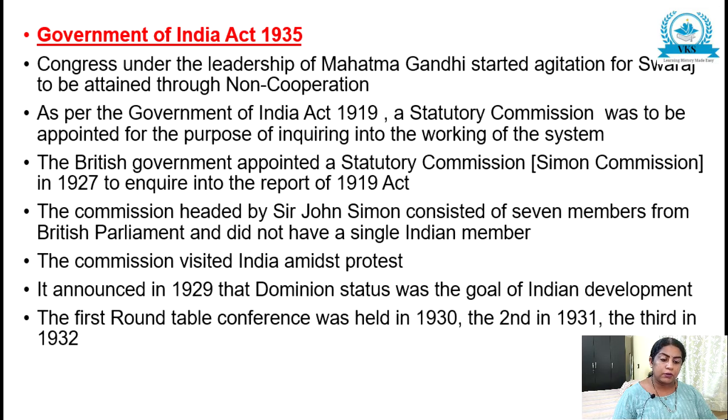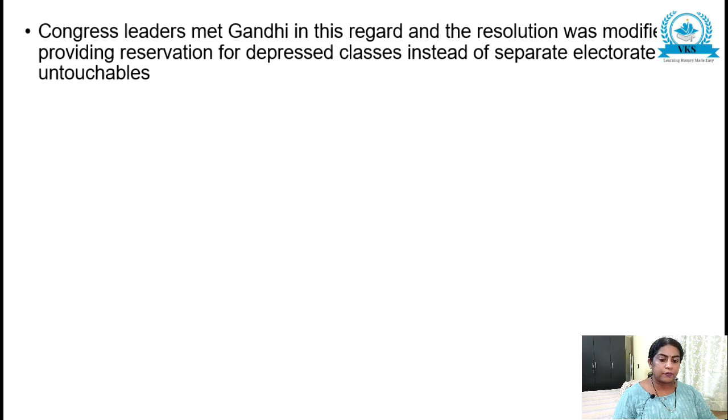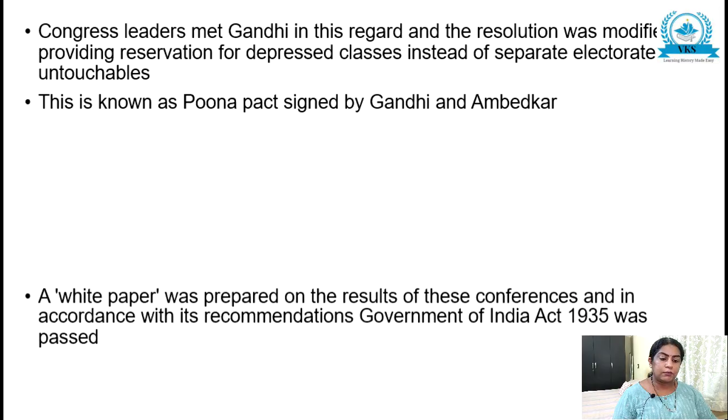The first roundtable conference was held in 1930, the second in 1931 and the third in 1932. Simon Commission brought the report of the resolutions of the conferences, but Gandhiji opposed separate electorates for untouchables. Congress leaders met Gandhiji in this regard, and the resolution was modified by providing reservation for depressed classes instead of separate electorate for untouchables. This is known as the Pune Pact, signed by Gandhiji and Ambedkar.